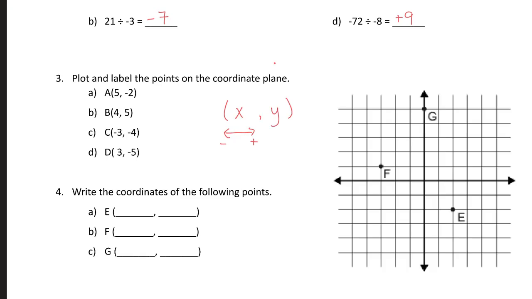The second number in your coordinate ordered pair is the y value, and that tells you how far we're going up and down. If the number is positive, we're going to be going up. If the number is negative, we're going to be going down.